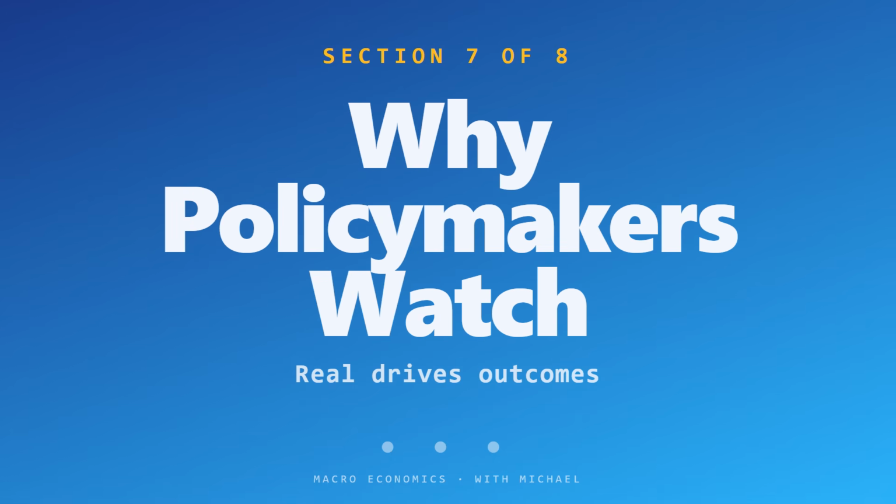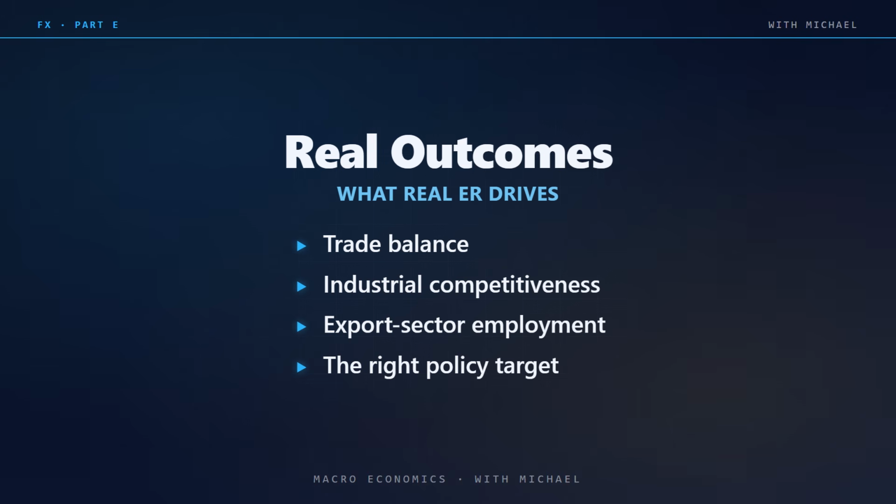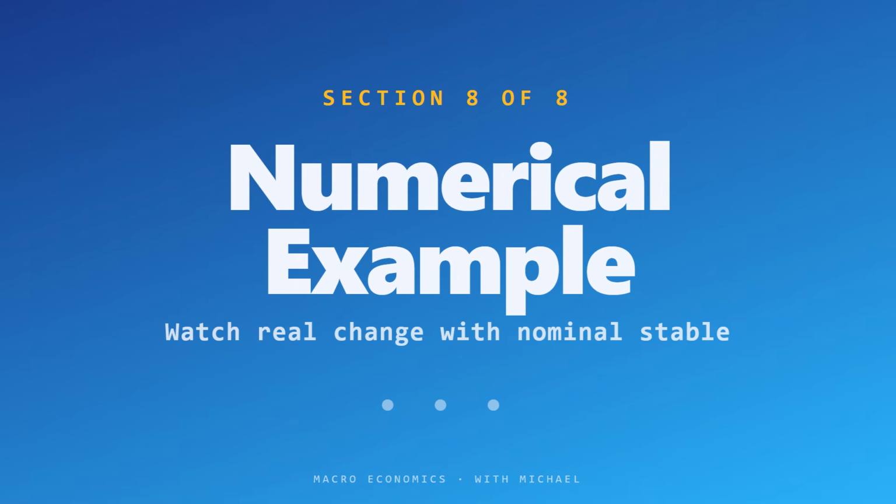Section 7. Why this matters for policy. Real exchange rates drive trade balances. They drive industrial competitiveness. They drive employment in export sectors. Policymakers should care about real rates, not nominal rates. When the central bank intervenes in the FX market, it directly affects the nominal rate. But what matters for real outcomes is the real rate. If the central bank prevents nominal depreciation while domestic inflation rises, the real rate appreciates, even though the central bank thinks it is preserving competitiveness. The Bank of Israel has spent decades managing this tension.